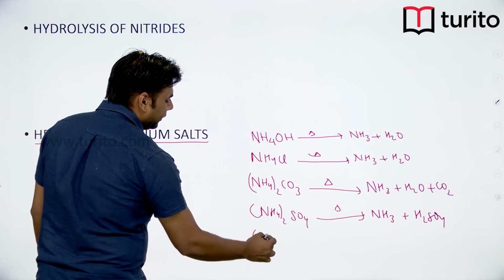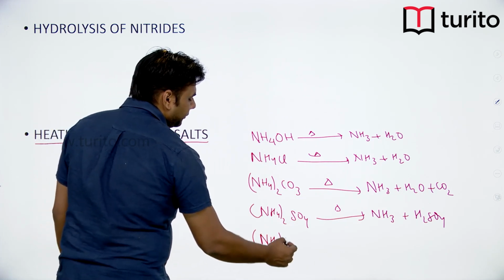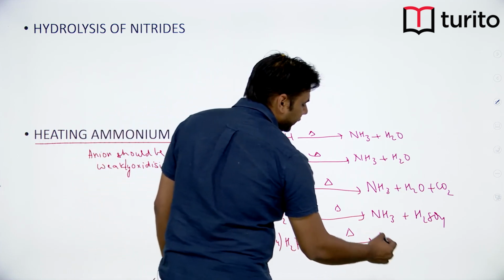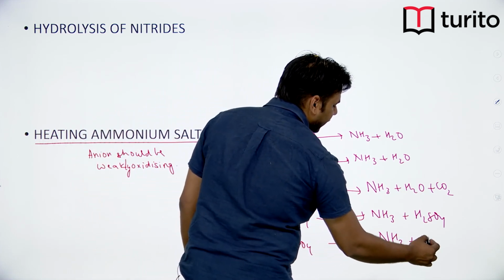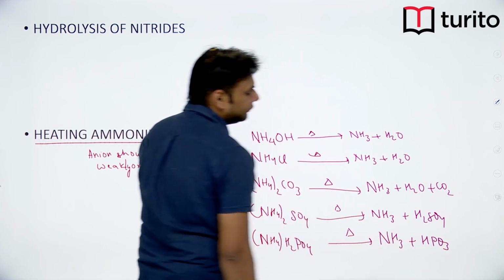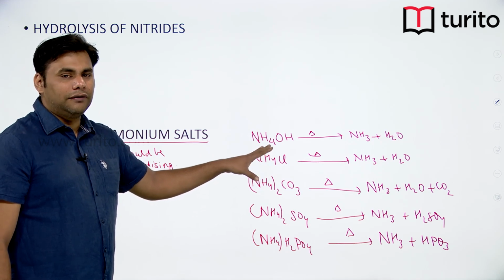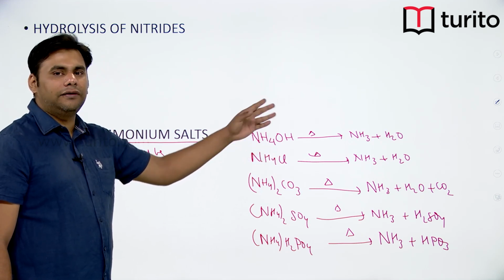If you heat ammonium hydrogen phosphate, you will get ammonia plus HPO3, plus water. So when you are heating the ammonium salts in which the anion is weakly oxidizing, then we get ammonia.